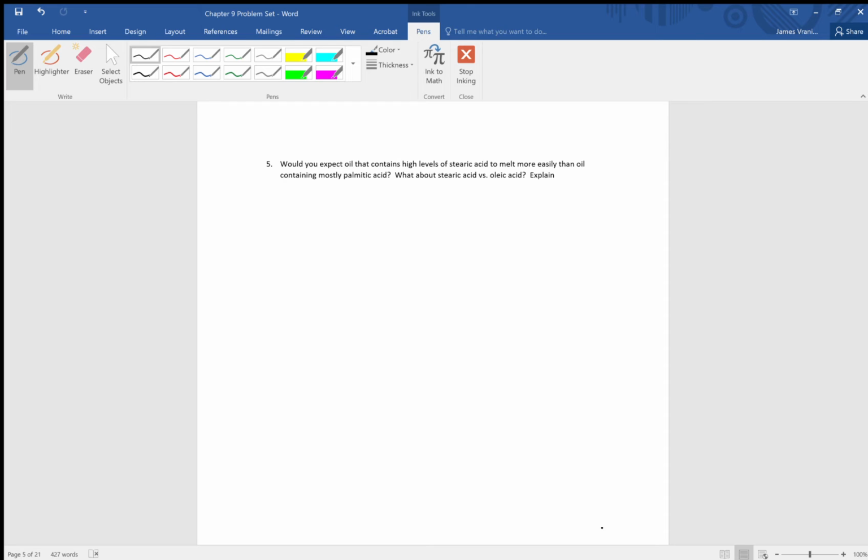All right, question number 5 asks you, would you expect oil that contains high levels of stearic acid to melt more easily than oil containing mostly palmitic acid? And then explain. So we have to understand what the difference between stearic acid and palmitic acid is. Well, both are saturated fatty acids, so they contain no double bonds.